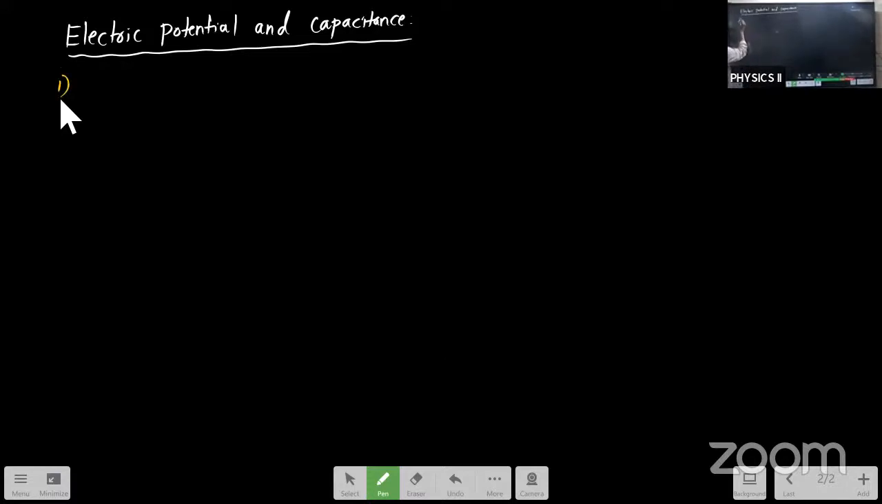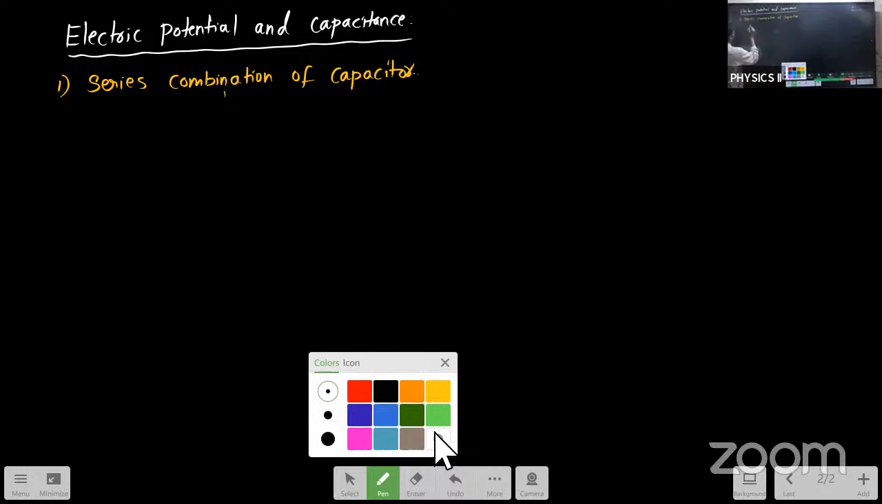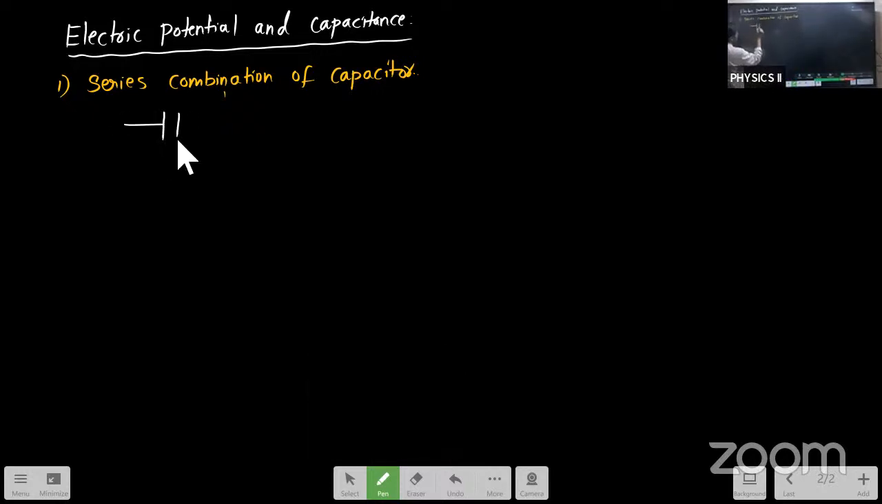So yesterday we have seen the series combination of capacitors. What was the series combination of capacitors? Let us consider three capacitors. This was the first plate of the first capacitor, this was the second plate of the first capacitor, this was the first plate of the second capacitor, and this was the second plate of the second capacitor. This was the first plate of the third capacitor, and this was the second plate of the third capacitor.